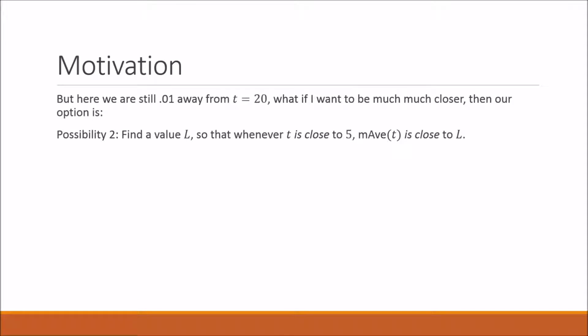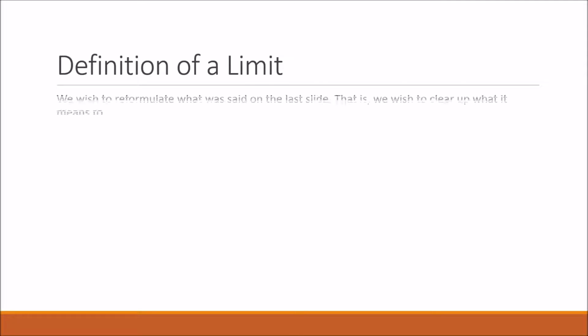But what's wrong with doing the table is that we're still some distance away. We're not exactly at 5, we just keep getting closer and closer to 5. So our second possibility is to find some value L, so that whenever t is close to 5, the average rate of change is close to L. And I know that sounds a little confusing, we'll try to clear it up here.